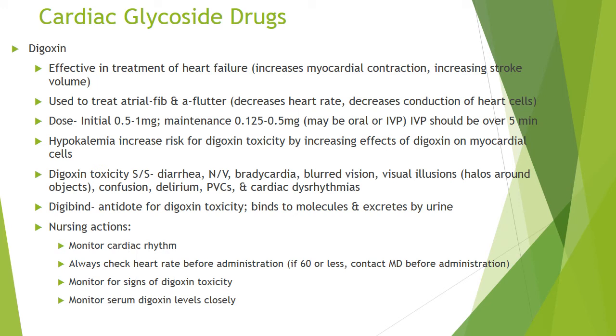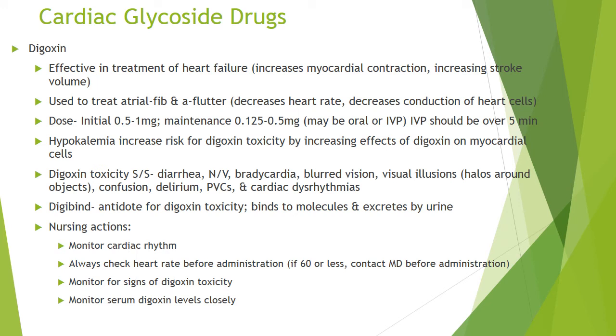Dig toxicity signs and symptoms include diarrhea, nausea and vomiting, and bradycardia. They may have some visual illusions such as halos around objects, and confusion, and we want to make sure we monitor them for PVCs and cardiac dysrhythmias. If our patient is experiencing dig toxicity, we can give them something called Digibind, which is the antidote, and it binds to the molecules and excretes the digoxin out by the urine.